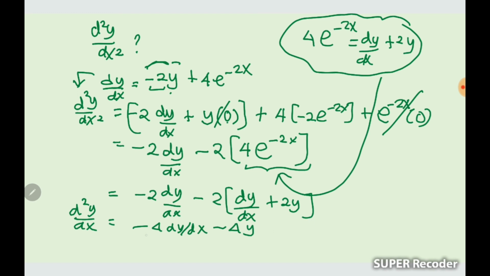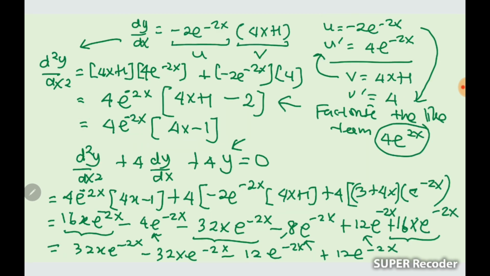So now finally you bring all the terms to the left side to get d squared y dx squared plus 4 dy dx plus 4y equals 0. Then you can cancel out. Okay, so 32x minus 32x is 0. Negative 12e to the power of negative 2x plus 12e to the power of negative 2x equals 0.